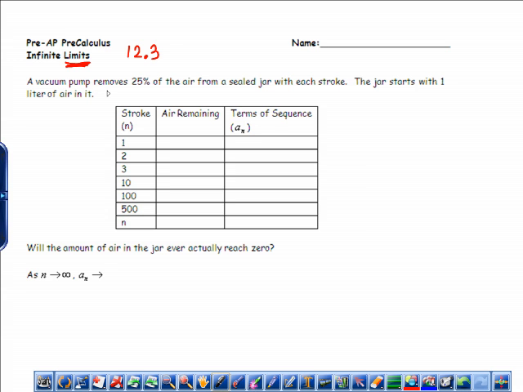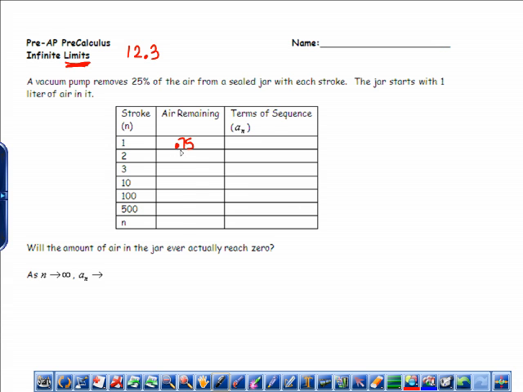It says a vacuum pump removes 25% of the air from a sealed jar with each stroke. The jar starts with 1 liter of air in it. So after one stroke, 25% of the air will be removed, which means we're going to have 0.75 liters of air remaining. And then what are you going to do each time you have one of these strokes? You're going to multiply by 0.75.